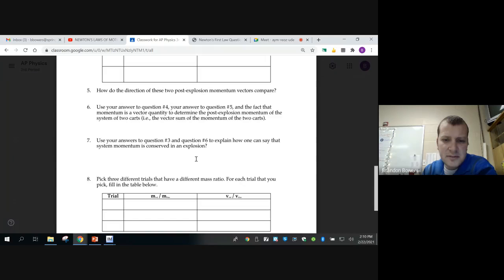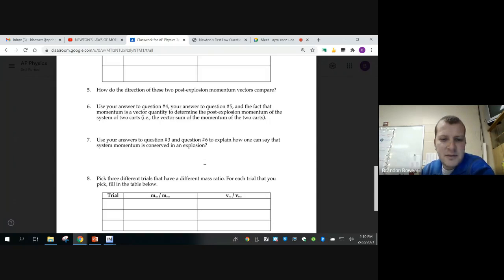Use your answer from question 6 to explain how one can say that momentum is conserved in an explosion. Okay, so momentum is conserved because the final velocity of mass 1 is going to be the opposite of the final velocity of mass 2. So the momentum is conserved. It started off with initial momentum of 0, and the final momentum was indeed 0. Okay.